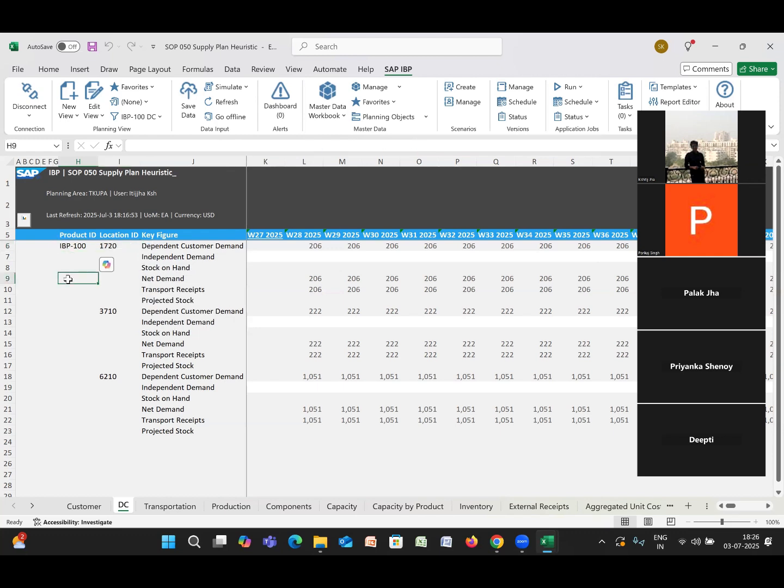So if my demand is forecasted directly at the DC level without knowing how much it is going to be demanded by a customer, in that case, for supply planning purposes, because I don't have any customer knowledge, this upper key figure will be blank, and all that I forecasted as the demand for this DC will appear directly in this key figure called independent demand. I will take a pause. If anybody has understood this, you can let me know.